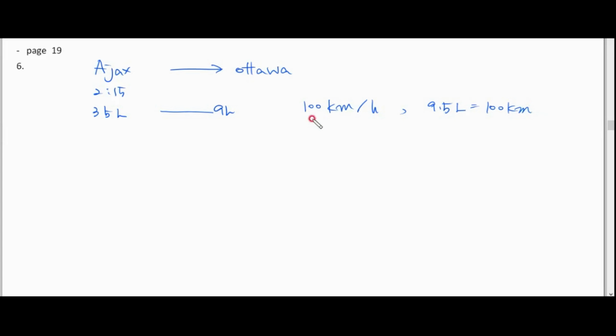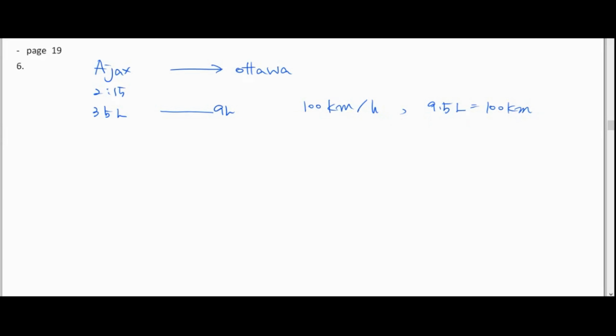Let's just write this down. Ajax to Ottawa, and she departed from Ajax at 2:15. And also, there are 35 liters of gas in her tank. So when there are 9 liters left, the low fuel light will come on. So this is when she should refill her gas. And there are a few more conditions. She's driving at 100 kilometers per hour, and she uses 9.5 liters to drive 100 kilometers. And here's 100 here and 100 here. These two are definitely related to each other.